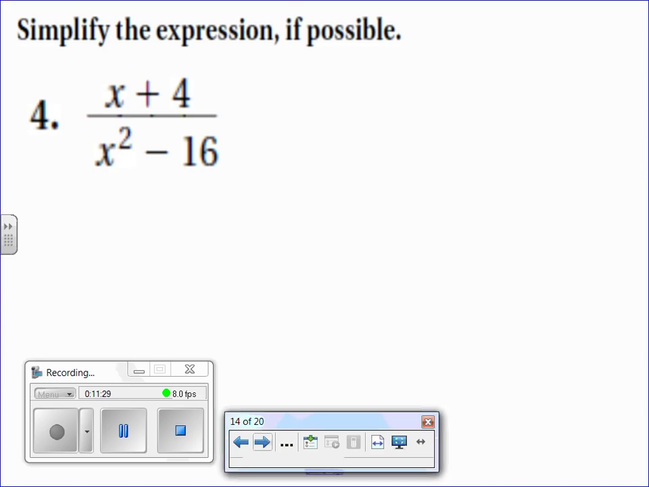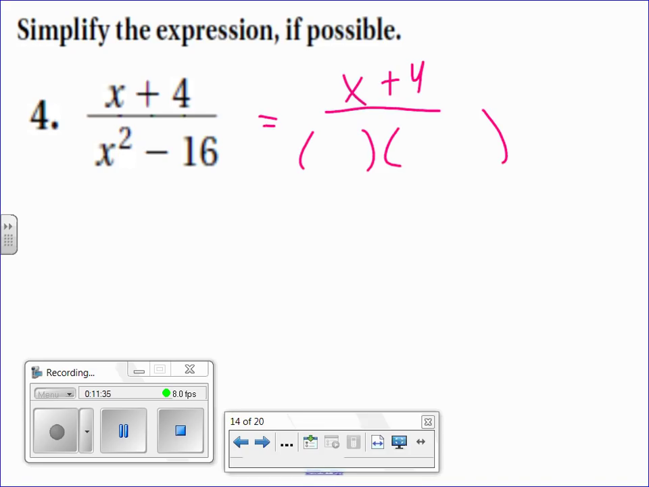All right, you're back. So, did you factor the bottom using sum and difference of perfect squares? It will give you x plus 4 for one factor and x minus 4 for the other. Then our x plus 4s live on top and bottom. Now be careful when you express your final answer.